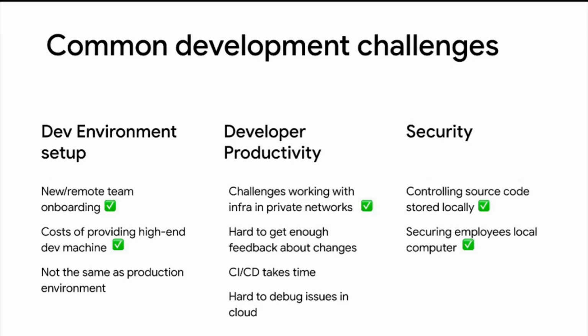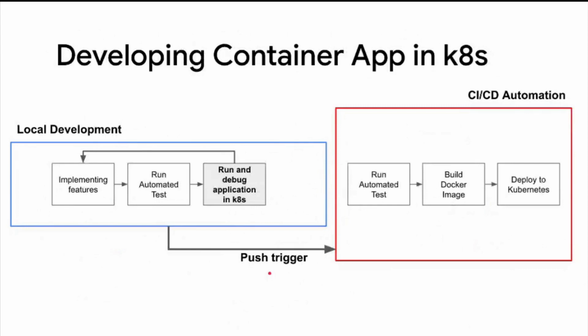But what can we do in order to solve the remaining problems? It is actually easy. If we go back to the initial workflow that we have, we probably need to make a slight modification. Instead of running the application locally, why don't we run it directly in Kubernetes during local development? So you implement a feature, you run automated tests, and after that, you run and debug your application in Kubernetes directly. So you do deployment directly from your local to Kubernetes before you trigger the CI/CD automation. So once you are done here, you will commit your code, and then it will trigger the real deployment to staging and eventually to production.